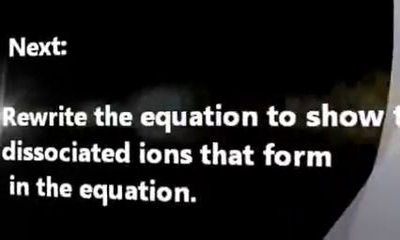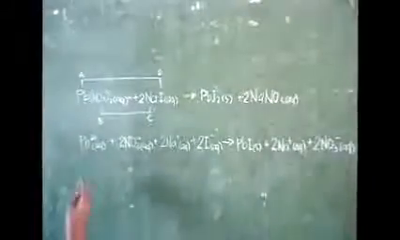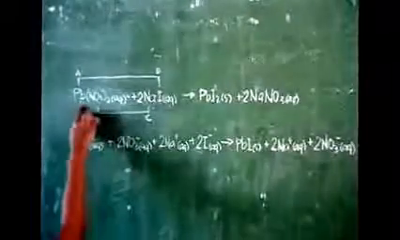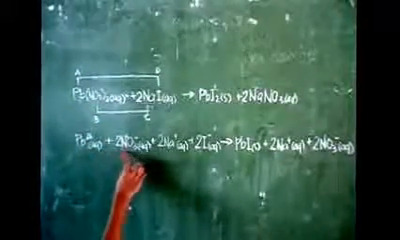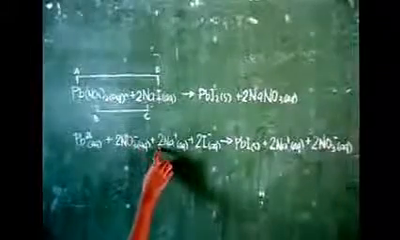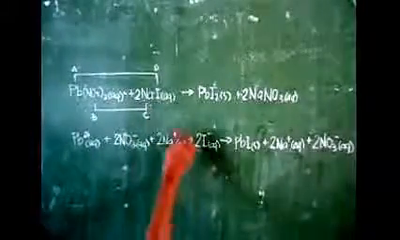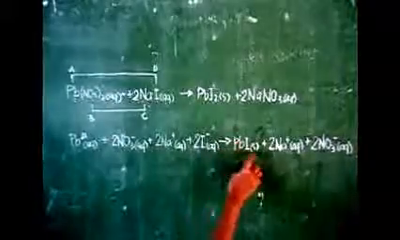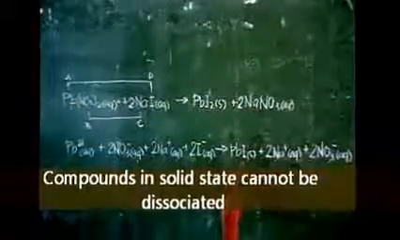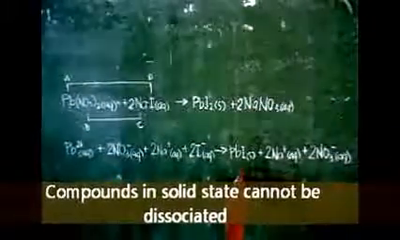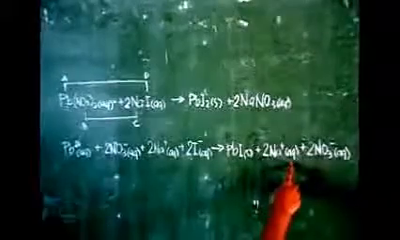Now let's find its ionic equation by showing the dissociated ions that were formed in the solution. For the reactants, we have lead with 2 plus ions aqueous, also 2 nitrates aqueous, 2 sodiums aqueous, 2 iodines aqueous. And for the products, we have lead iodide, a solid. Compounds in solid form can't be dissociated. Note that. Also 2 sodiums, now it can be dissociated because it is aqueous. And also 2 nitrates aqueous.